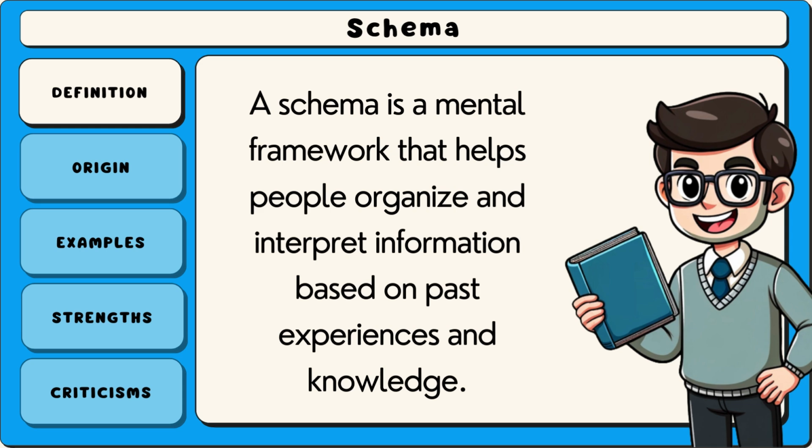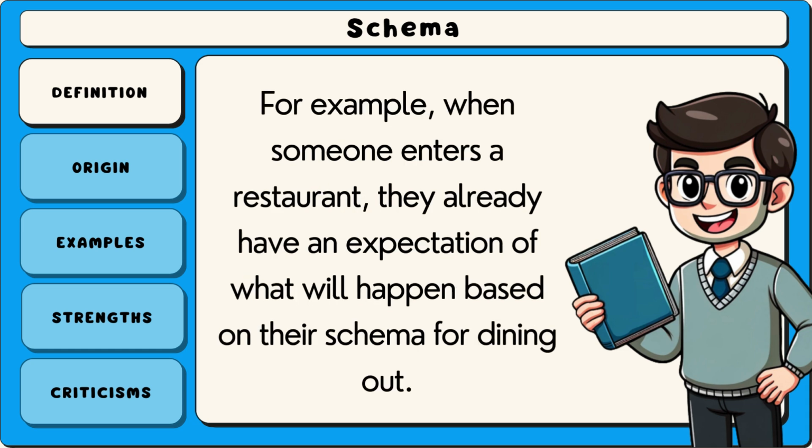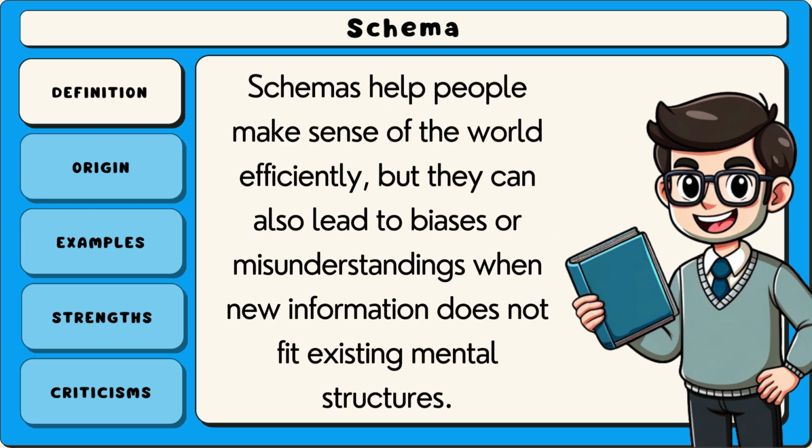A schema is a mental framework that helps people organize and interpret information based on past experiences and knowledge. Schemas allow individuals to quickly understand new situations by using patterns from similar experiences. For example, when someone enters a restaurant, they already have an expectation of what will happen based on their schema for dining out. Schemas help people make sense of the world efficiently, but they can also lead to biases or misunderstandings when new information does not fit existing mental structures.